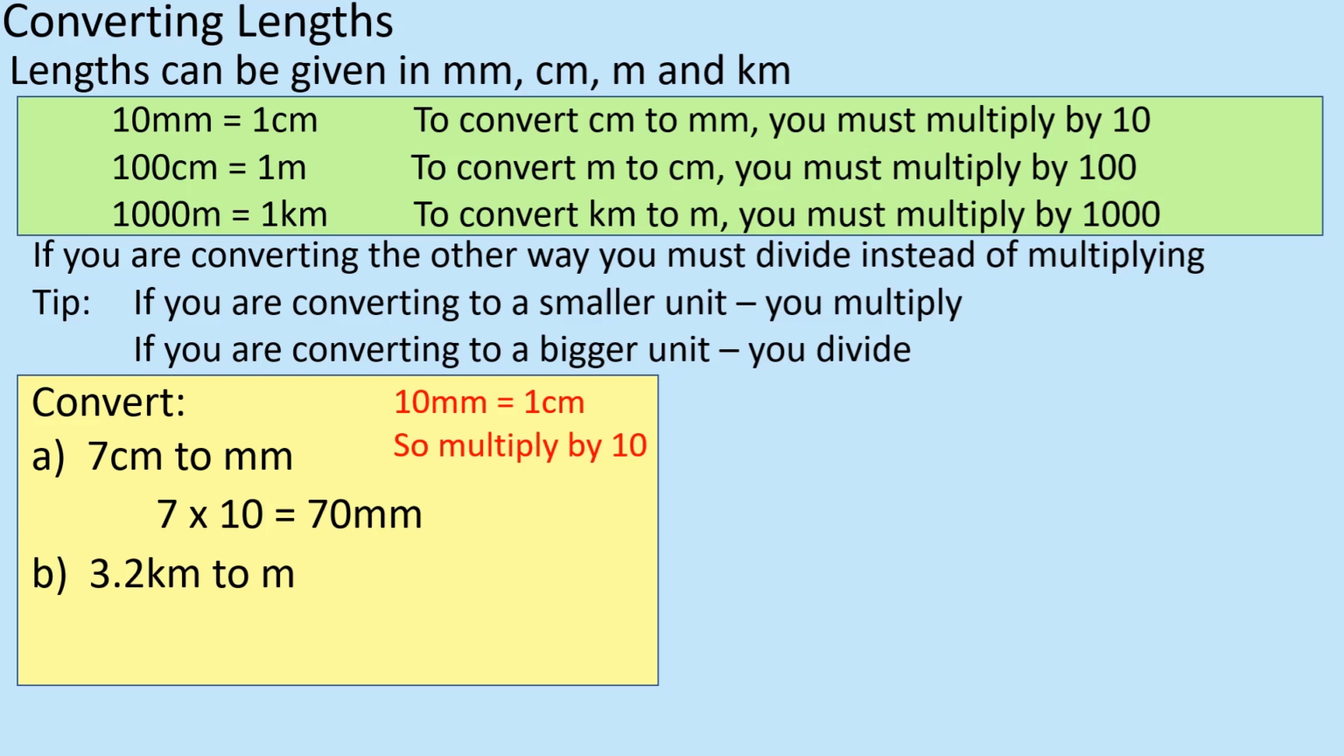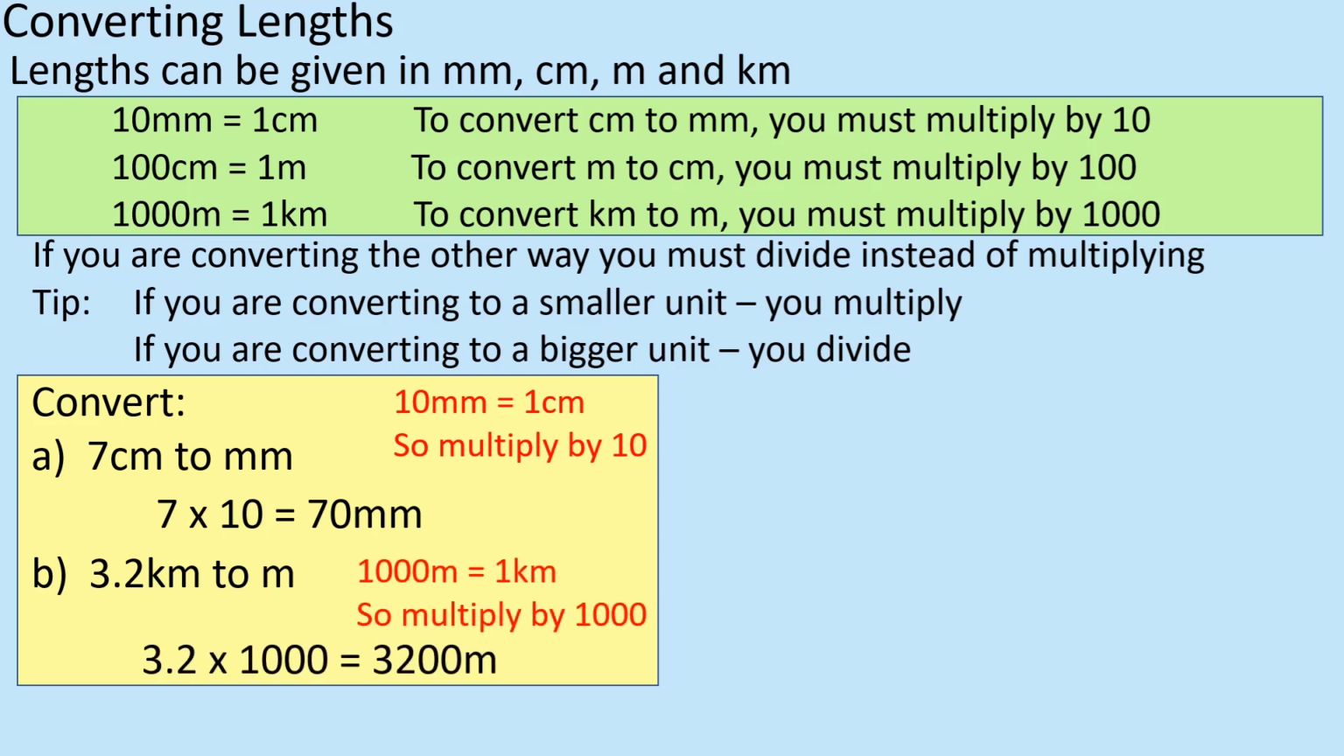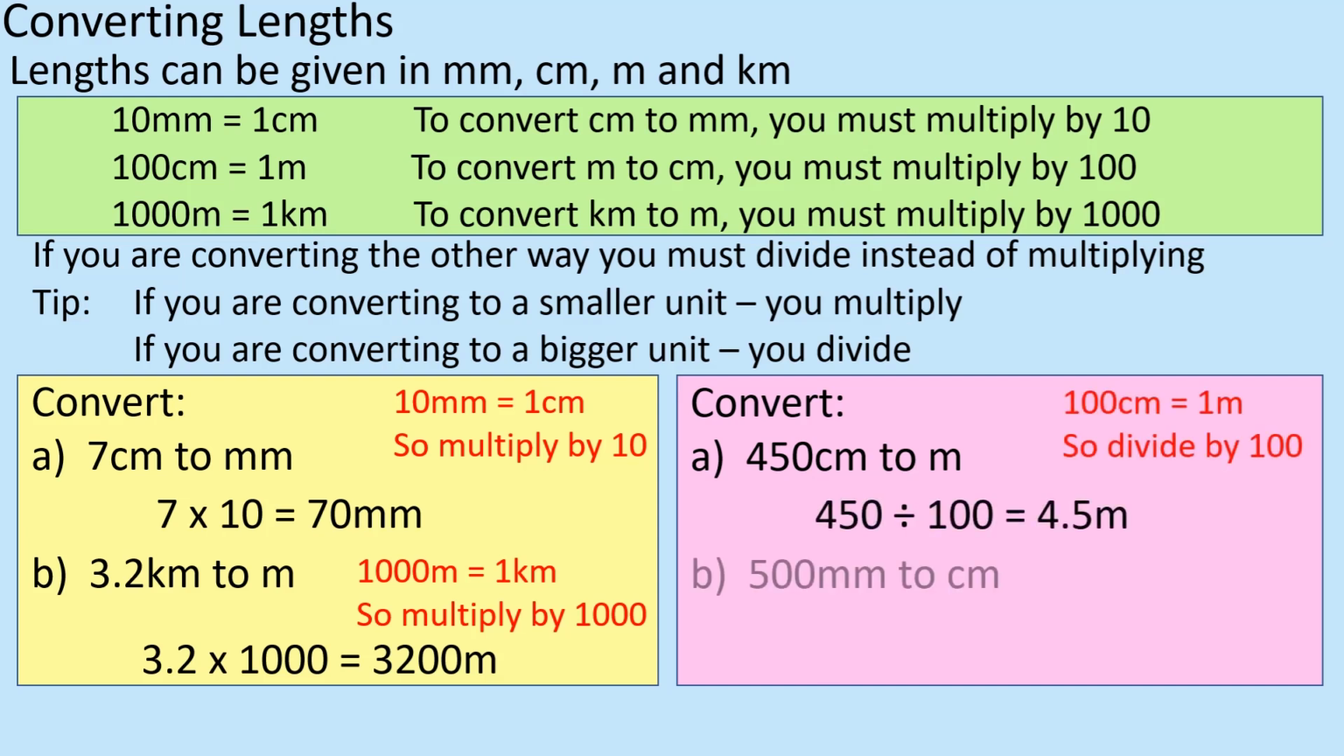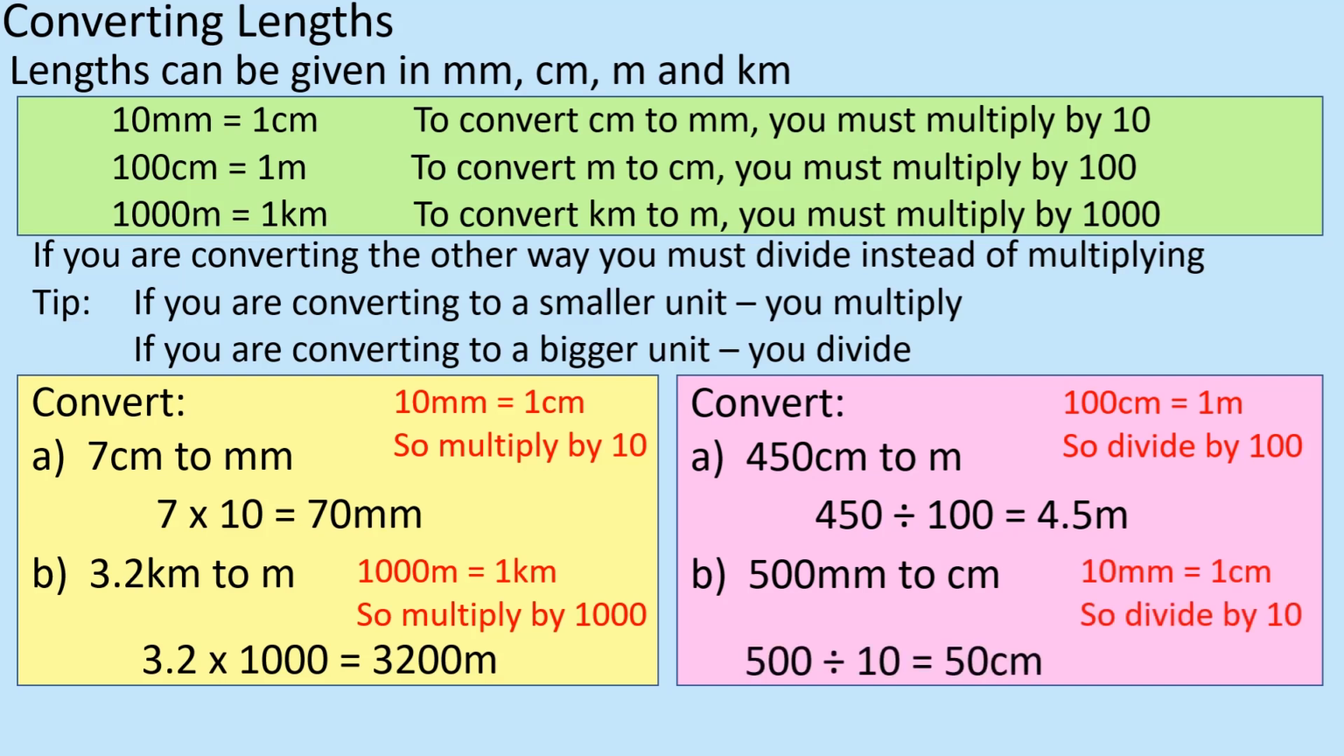3.2 kilometres to metres. Well, my unit again is getting smaller, so I'm going to times it by 1,000, which is 3,200 metres. Now 450 centimetres to metres. I'm converting from centimetres to metres, so my unit is getting bigger, so you're going to divide by 100. That's the conversion. So 4.5. And if I'm converting 500 millimetres to centimetres, again, my unit is getting bigger, so I'm going to divide it by 10. It's going to be 50 centimetres.